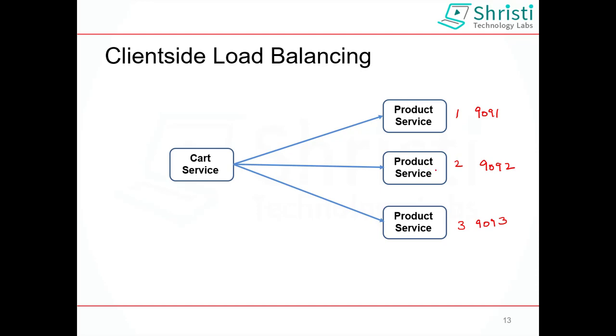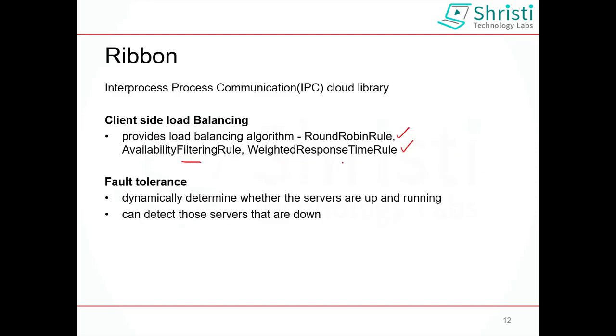The third one is weighted response time rule. So whenever cart service is sending a request to product service, based on the time taken by product service to return the response, this cart service will pick and choose the server. So that is called as weighted response time rule, meaning to say that how fast it is going to return the response. If it is taking more time to return the response, it will have less weightage. So this is about Ribbon.